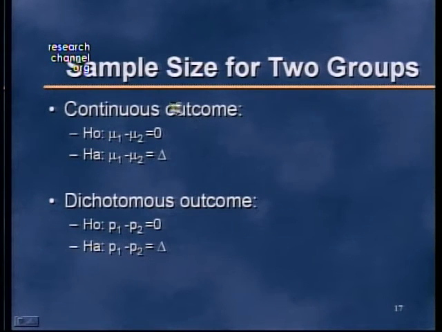So the null hypothesis is going to be that the difference in means is equal to zero, versus an alternative hypothesis that the difference in means is some clinically meaningful difference delta. So that's for continuous outcomes. It's similar for dichotomous outcomes. The null hypothesis is that the difference in proportions equals zero versus the alternative that the difference in proportions is equal to delta, some clinically meaningful difference.